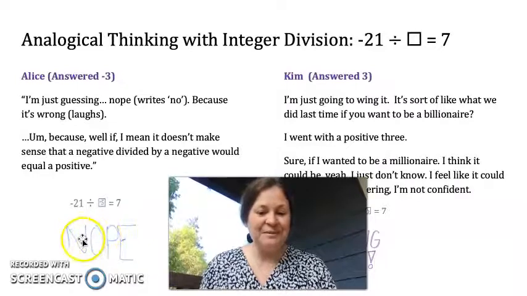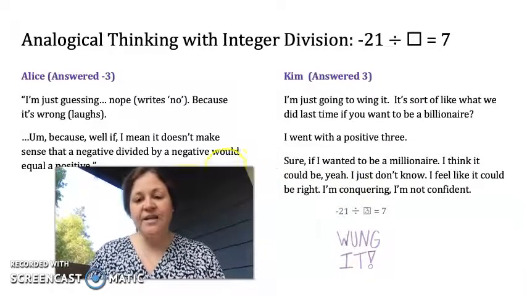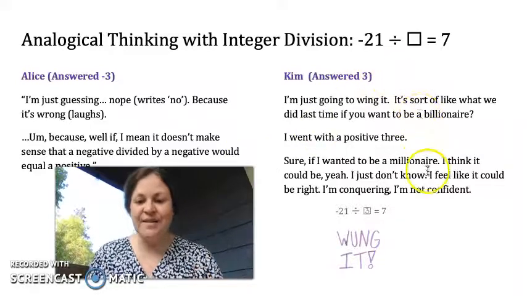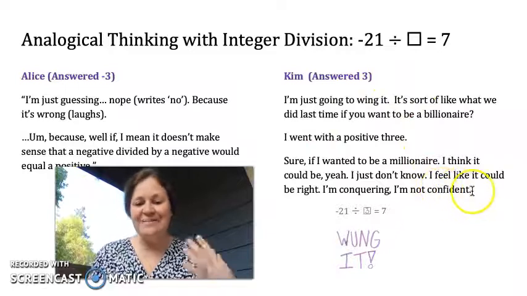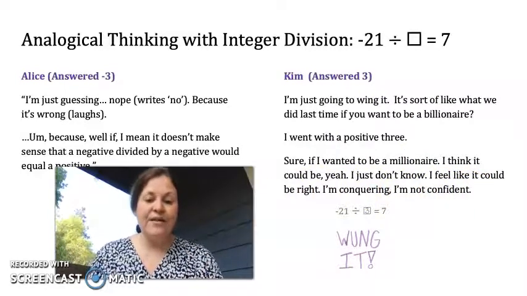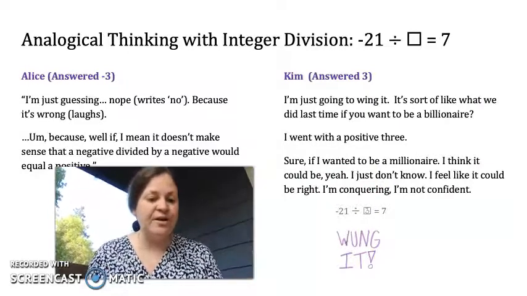So she writes nope, and she kind of laughs at herself. Kim gets 3, which is the incorrect answer, and she makes a joke of it as well, you can see here. And my favorite quote is she says, I'm conquering, I'm not confident. So neither one of them were very confident about their solutions, and they went on further to do some direct modeling that I won't be talking about today.